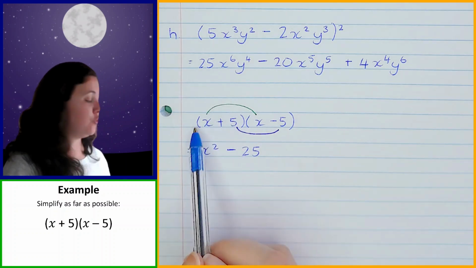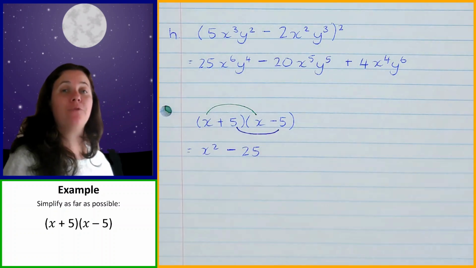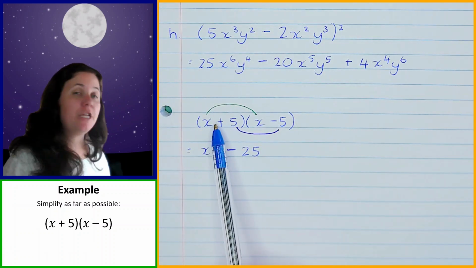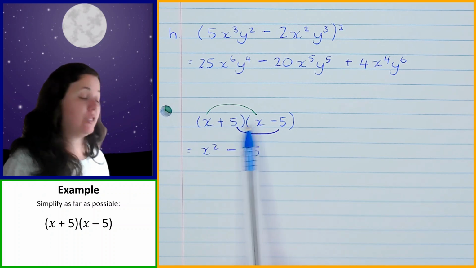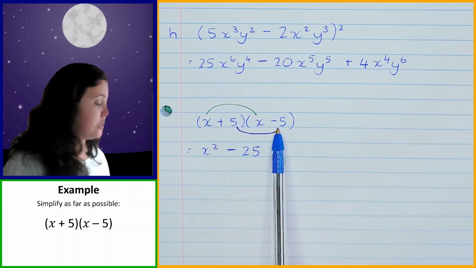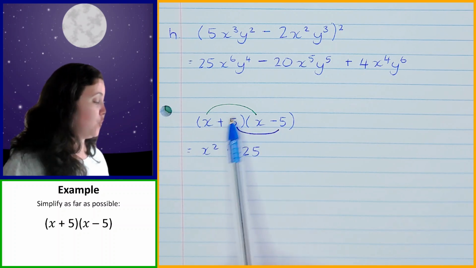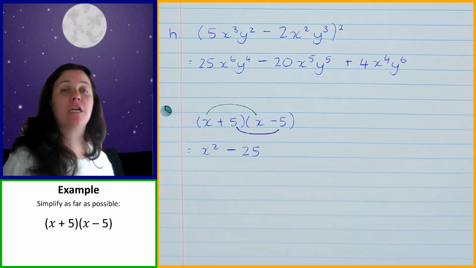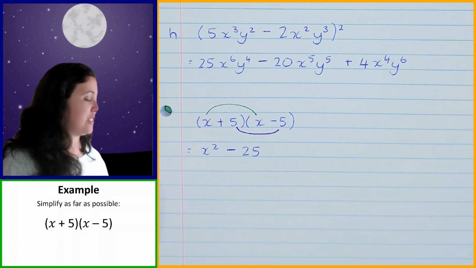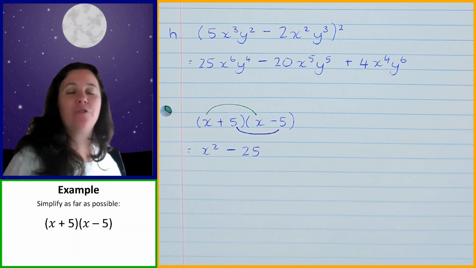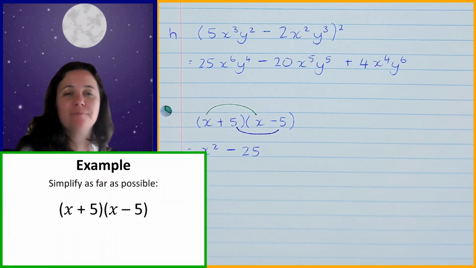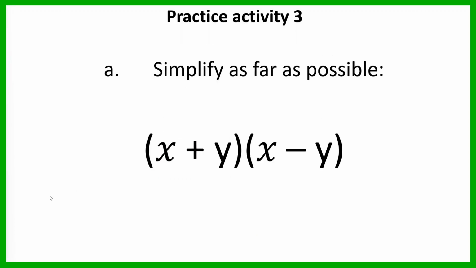So when you have two sets of brackets where they're the same except for the plus and the minus in the middle, then you just multiply the first terms in the two sets of brackets and the last terms in the two sets of brackets, and you don't worry about doing the other multiplication because they're going to cancel each other out anyway. Okay, so that's how you would do that example. So now I'm going to give you a few that you're going to do for yourself. Here's the first one that you're going to do. You've got x plus y multiplied by x minus y. I'll give you 30 seconds for this question.